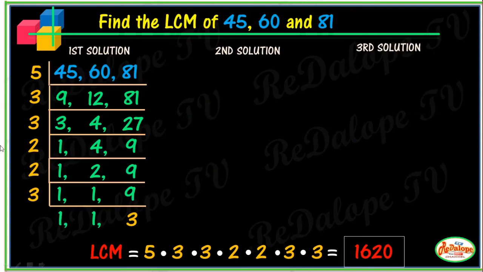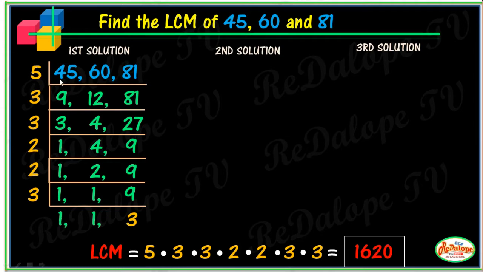Next, so we have the first solution which is 1620. What about solving the same problem with the second solution and the third solution? Dito, ginamit natin ang pag-divide ng 45, 60, 81 by 5. So what about dividing this number by 3 directly?